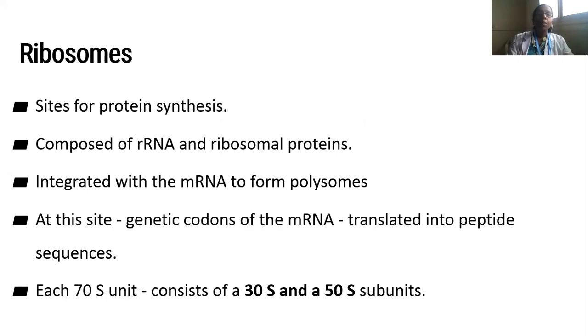So coming to the ribosomes, they are the site for protein synthesis. They are composed of rRNA and ribosomal proteins, integrated with the mRNA to form polysomes. There are also genetic codons seen in the mRNA which are translated into peptide sequences. Each 70S unit consists of 30S and 50S subunits.